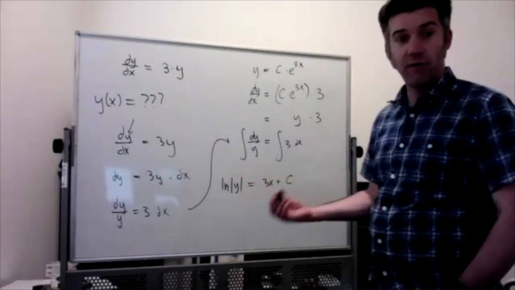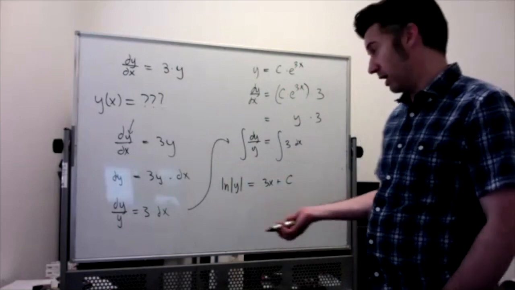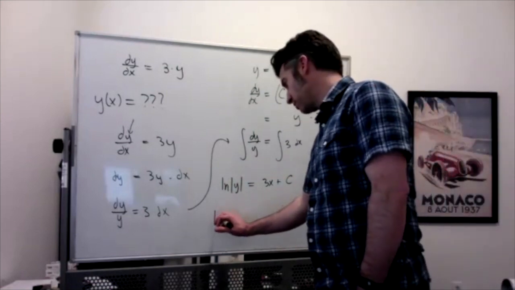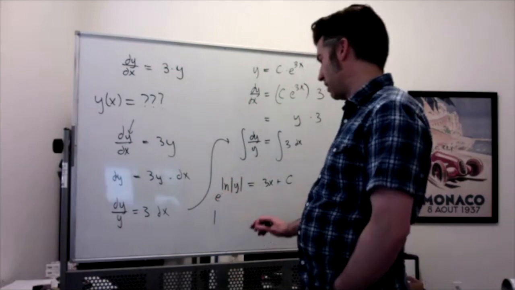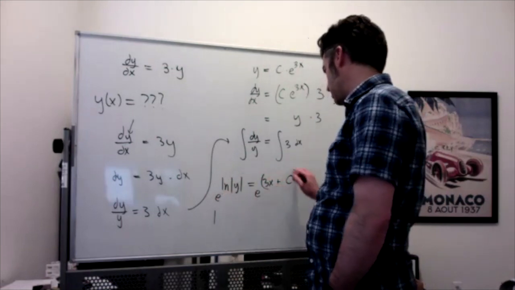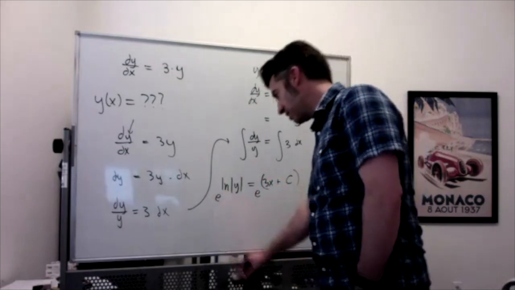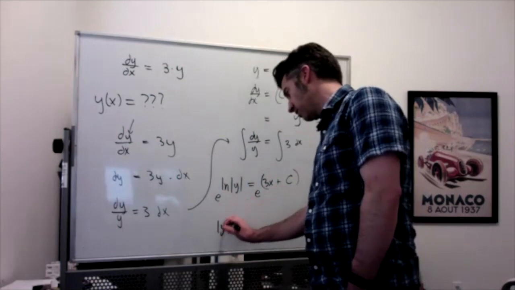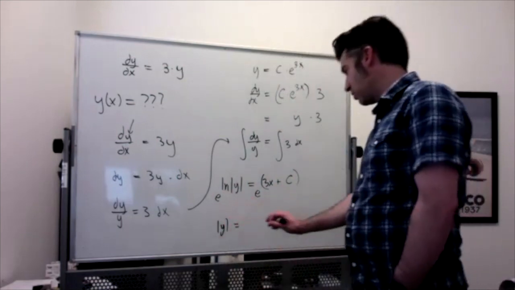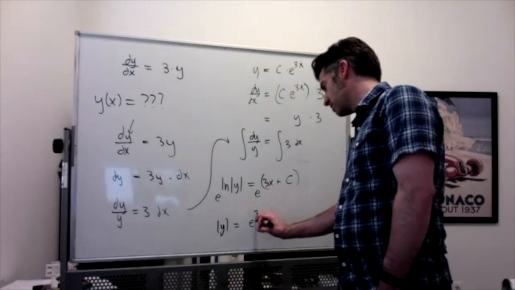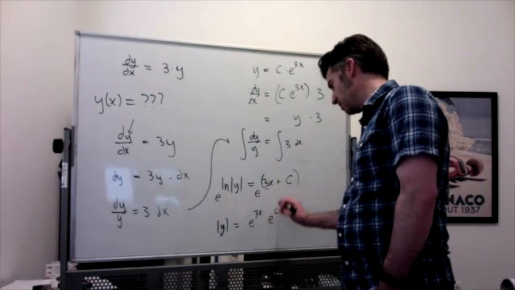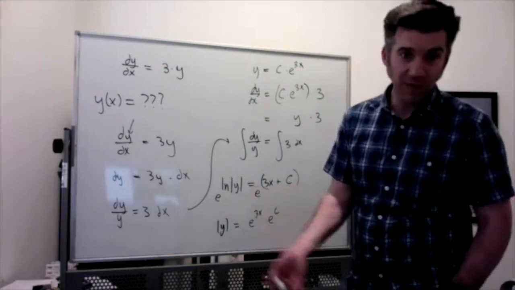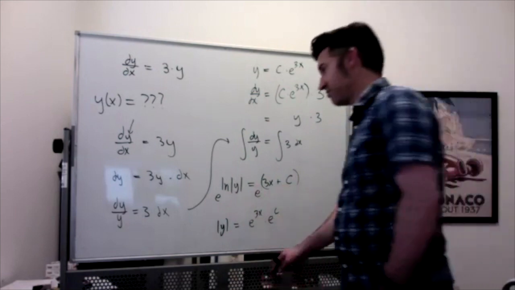Okay, now we're going to solve for y. So we're going to exponentiate both sides. We're going to get e to the natural log of the absolute value of y equal to e to the 3x plus c. So e to the natural log of the absolute value of y is just the absolute value of y. And it's going to equal e to the 3x times e to the c. E to the c is also a constant. I'm going to call it a.